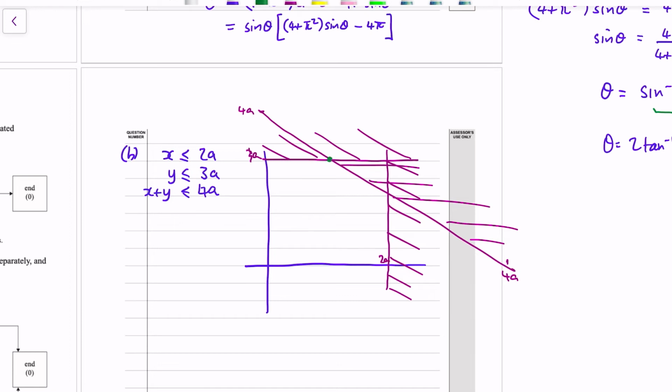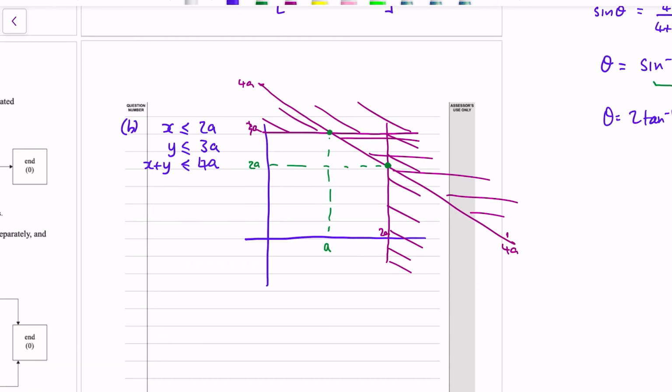It turns out that there's intersection points here and here. The intersection points, if y is equal to 3a, then the x value must be a, for the sum to be 4a, and then at this point where the x value is 2a, the y value must be 2a. Okay, so the first mark in the mark schedule was for the points of intersection, and also for the feasible region a second mark. So we've got points of intersection at (a, 3a) and (2a, 2a).